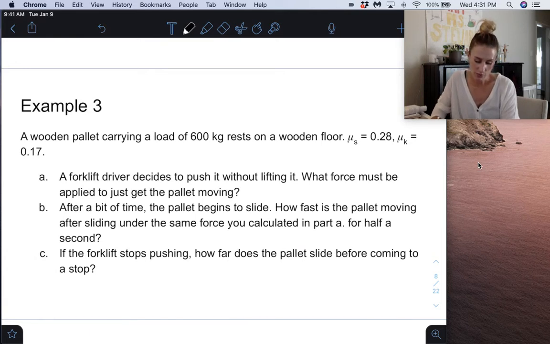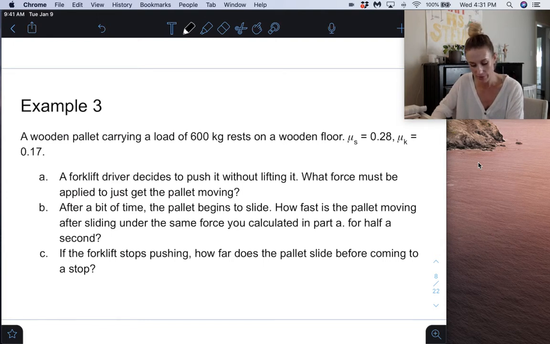Example number 3 says a wooden pallet carrying a load of 600 kilograms rests on a wooden floor. Mu s, which means the coefficient of static friction, is 0.28, and mu k, the coefficient of kinetic friction, is 0.17. A forklift driver decides to push it without lifting it. What force must be applied to just get the pallet moving?